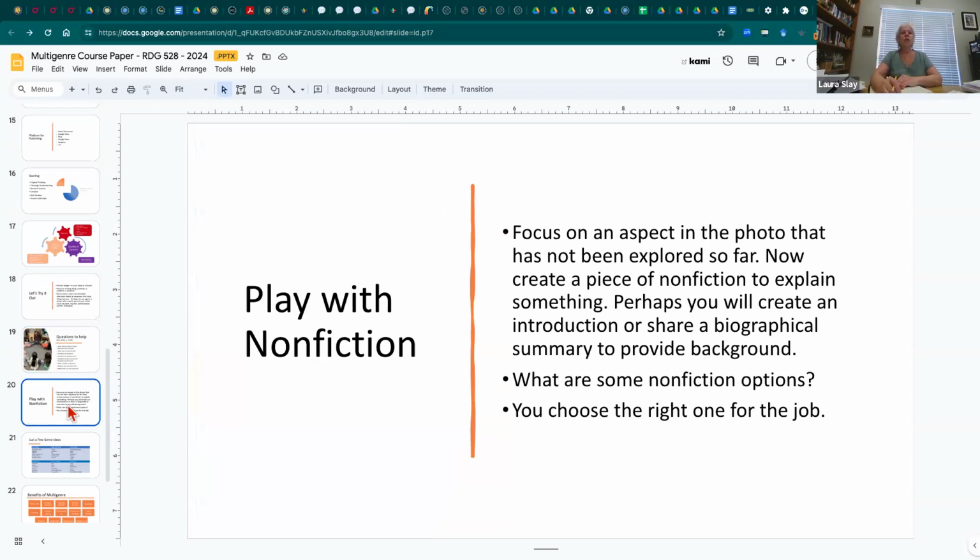Maybe you had a mental picture image instead of an actual photo. Now I want you to think about creating a piece of nonfiction to explain something within that, to dig a little bit deeper. Perhaps you'll create an introduction or share a biographical summary to provide background. Maybe take some other aspect, some information around your character sketch that you've created. You'll have to decide. For example, I will explain.